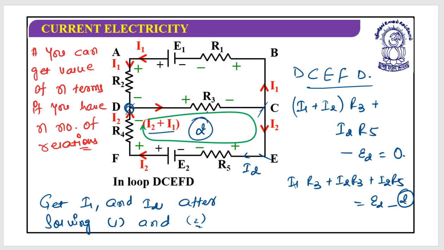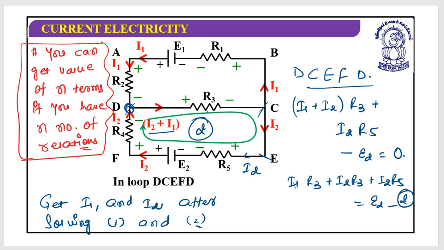Yes, so always remember this thing, that if you have three unknowns, that means you must have three relations. If you have two relations but three unknowns, that means your task will not be performed. You cannot get the three values, definitely not. But if you require two values and you have three relations, it is more than enough.